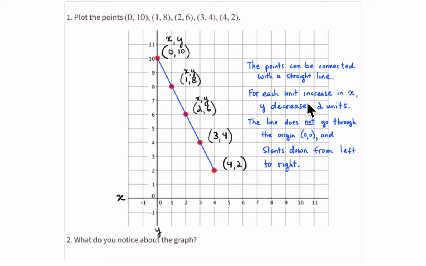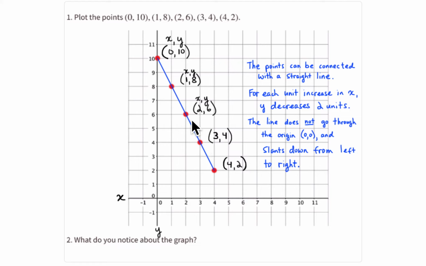For each unit increase in x, what happens to y? So as I go 1 unit in the positive direction for x, from here to here, what happens to y? Well, y goes down 2 units, a negative 2. X goes 1 unit in the positive direction, y goes 2 units in the negative direction. 1 unit positive along the x-axis, 2 units negative.